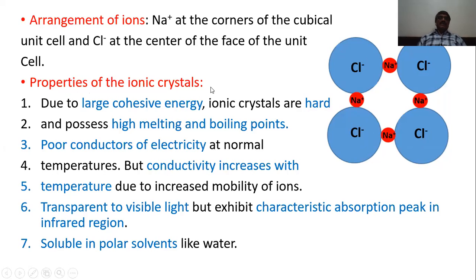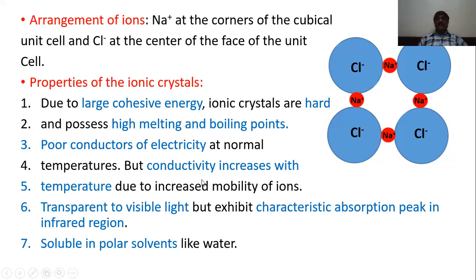Now look at the properties. The cohesive energy of the ionic crystal is between 5 to 10 electron volts. So these are very strong crystals. These crystals are hard, that means their strength is very high. Since they possess large cohesive energy, they possess high melting and boiling points. Since the ions are tightly bound, electricity will not flow through them, so they are poor conductors of electricity.